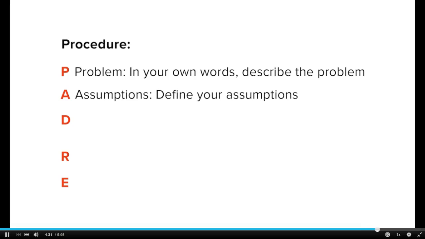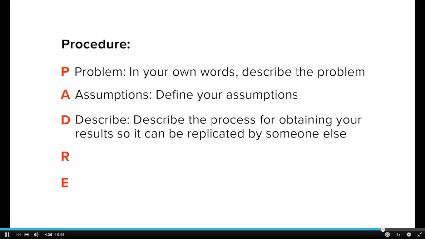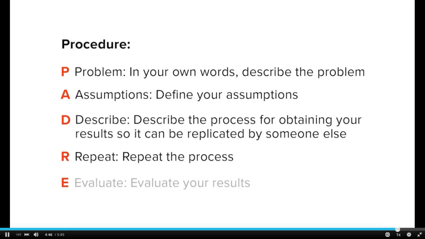A is for assumption. Define your assumptions. D stands for describe. Describe the process for obtaining your results so that it could be replicated by someone else. R is for repeat. Repeat your process. E is for evaluate. Evaluate your results.